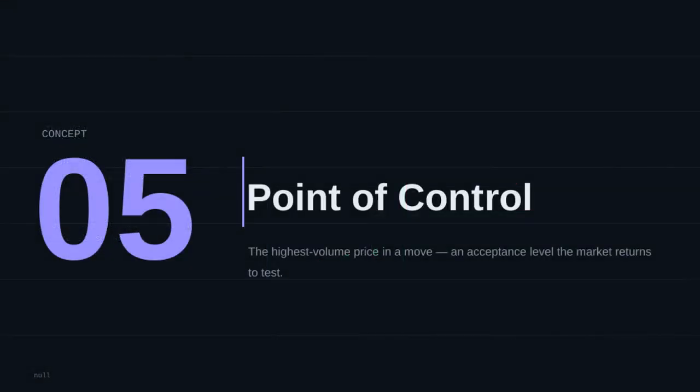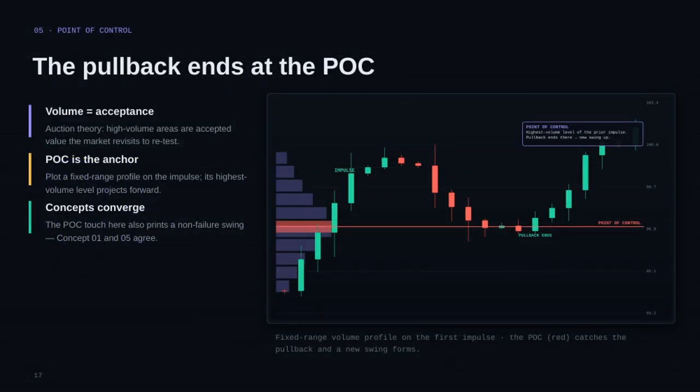Concept 5, point of control, the highest volume price in a move, an acceptance level the market keeps coming back to test. The pullback ends at the point of control. Plot a fixed-range volume profile on the impulse leg. Its highest volume level projects forward and often catches the very same pullback as the non-failure swing.